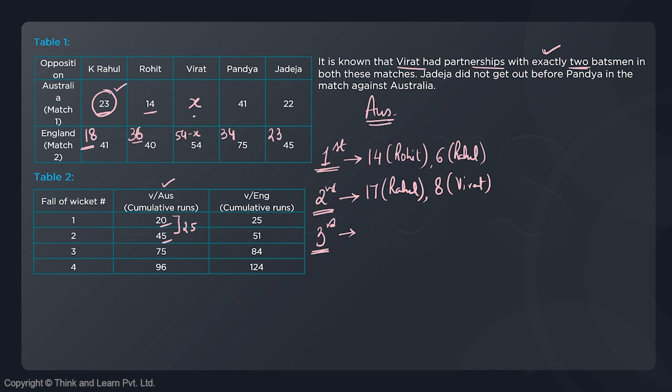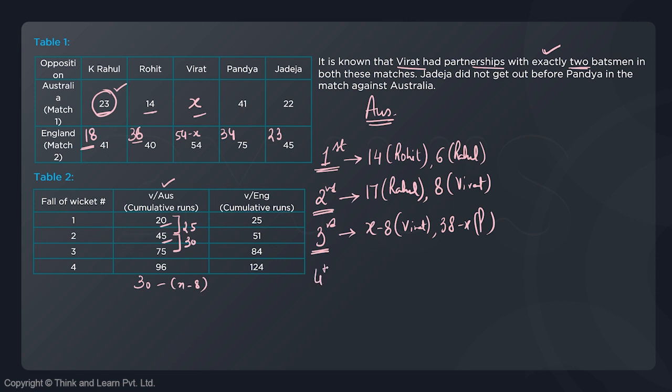Now Virat has made a total of X runs, but he has made 8 runs in the second partnership. So can I say he must have made X minus 8 runs in this third partnership? And this third partnership is of 30 runs. I mean 30 runs partnership is there, out of which X minus 8 is made by Virat. So 30 minus (X minus 8), that is equal to 38 minus X. 38 minus X runs must have been made by Pandya.